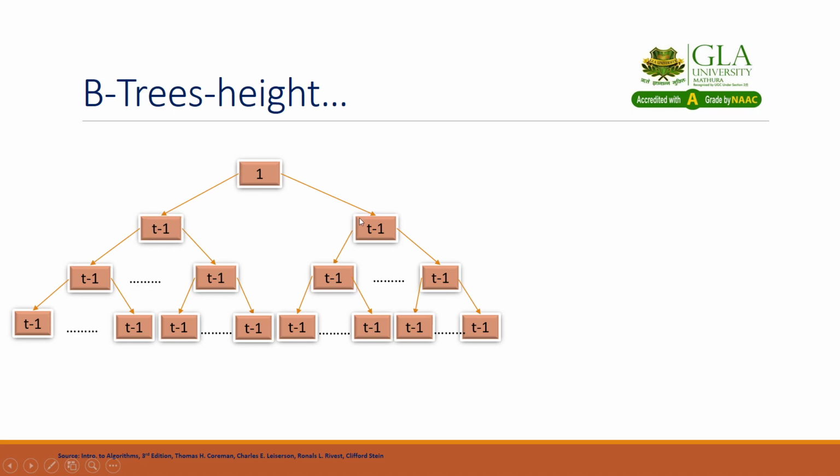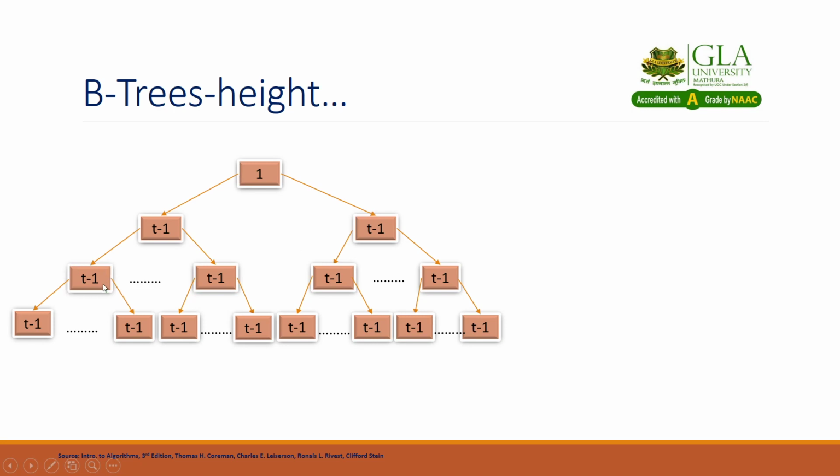and the right child of the root will have at least t minus 1 keys. And all of you are aware, if there are t minus 1 keys in a node, then that node will have t minus 1 plus 1, meaning t children, t pointers. Okay, so these t minus 1 keys will hold t pointers, meaning t children, and this node will also have t children.